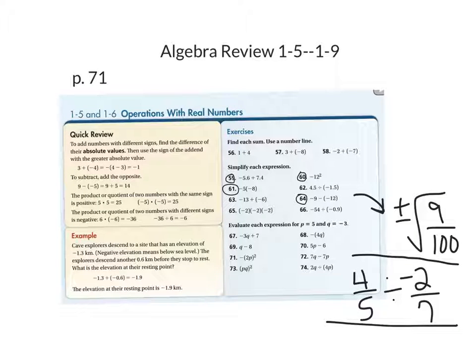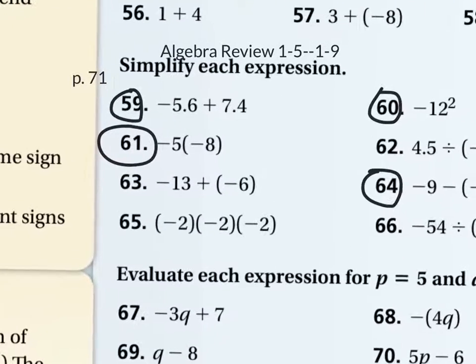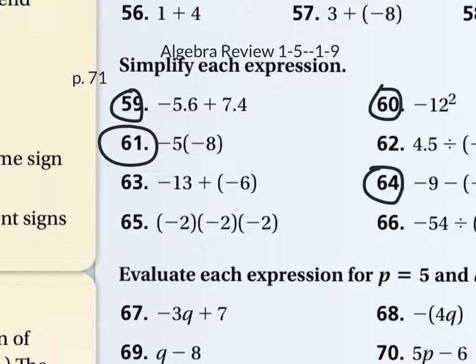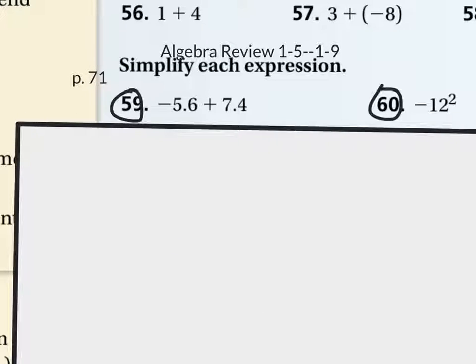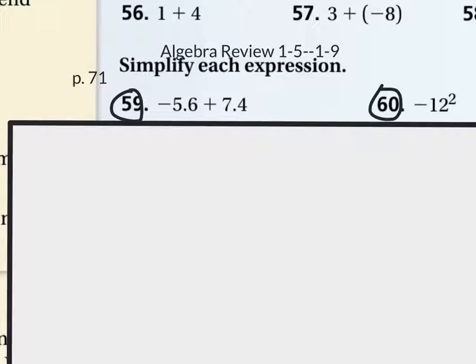Page 71, we're going to be reviewing lessons 1.5 through 1.9. So we're just going to pick out a few of these problems to look at, make sure we understand what's going on here. So starting out with number 59, we're adding these together. We're not going to be using calculators for these, so make sure we understand what's happening.